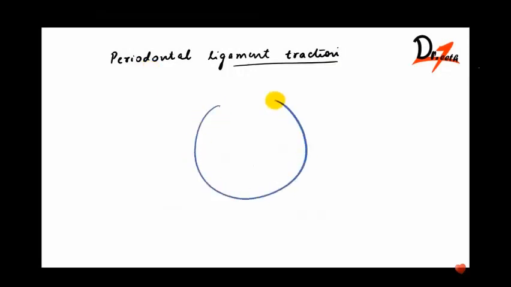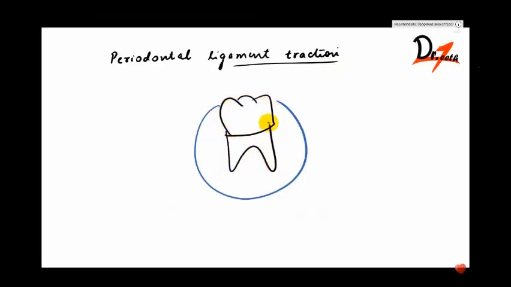We all know that we have a dental follicle and a tooth associated with that follicle. Let's say this is the tooth. Various experiments have proven that the periodontal ligament, or say the periodontal ligament and dental follicle complex, is very important in tooth eruption. Just for knowledge's sake, I'm going to tell you.